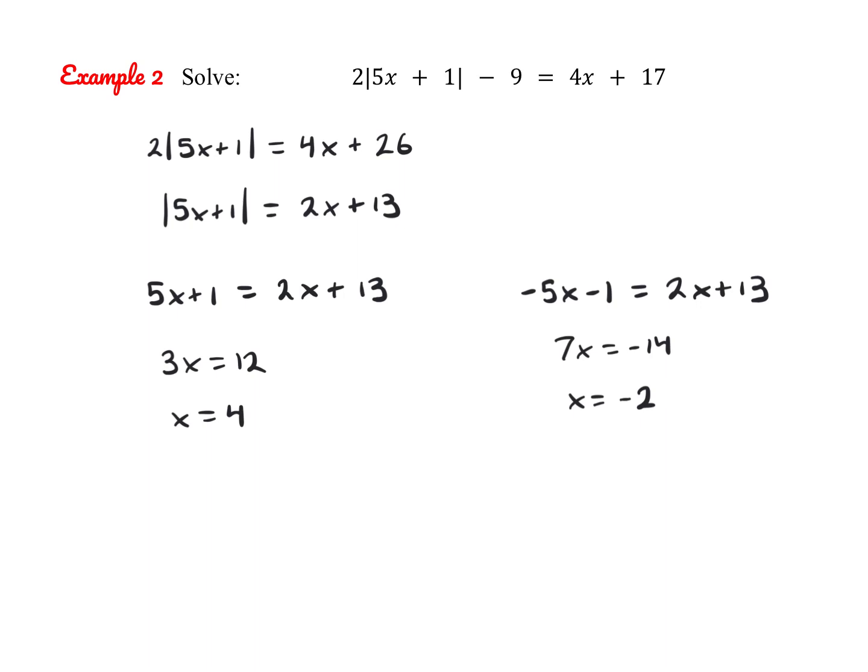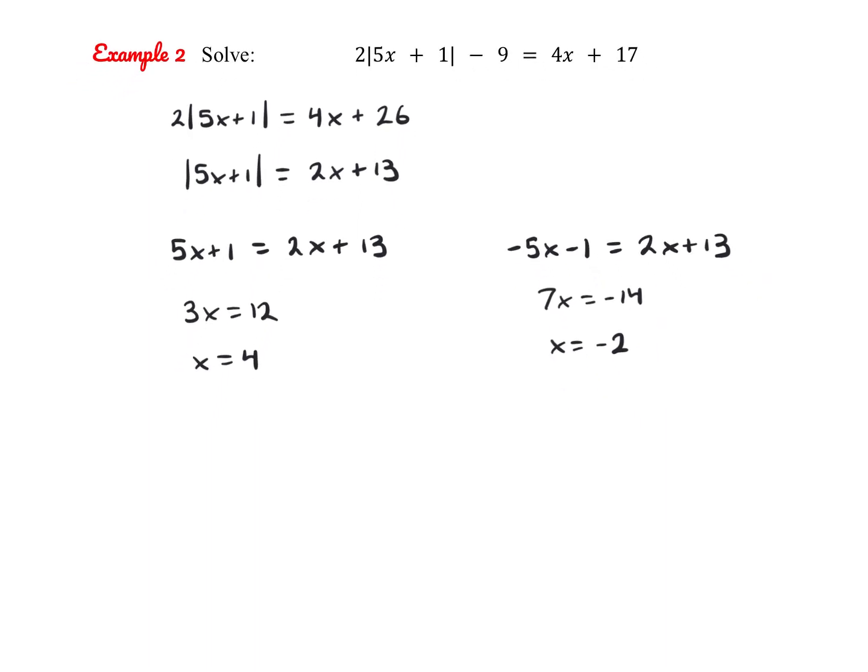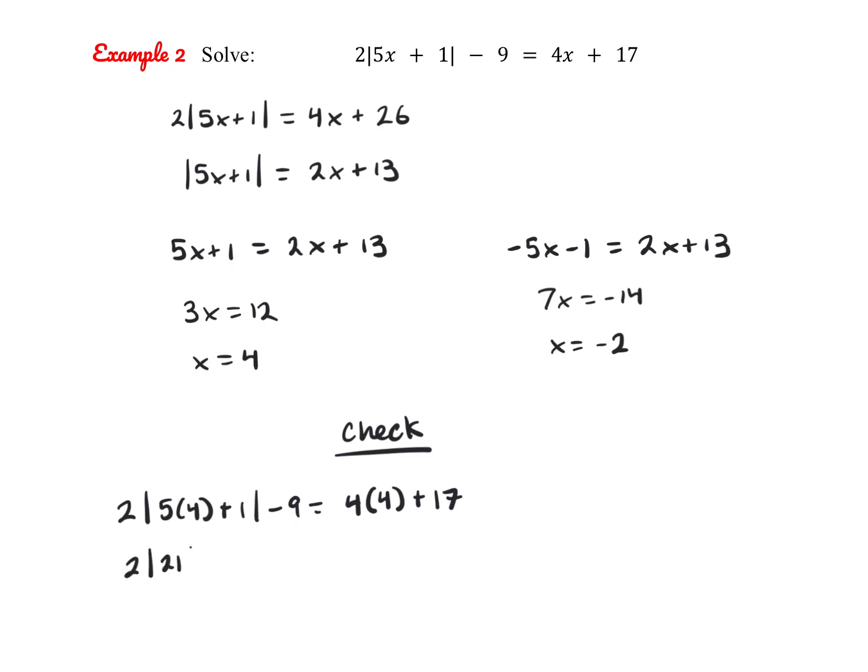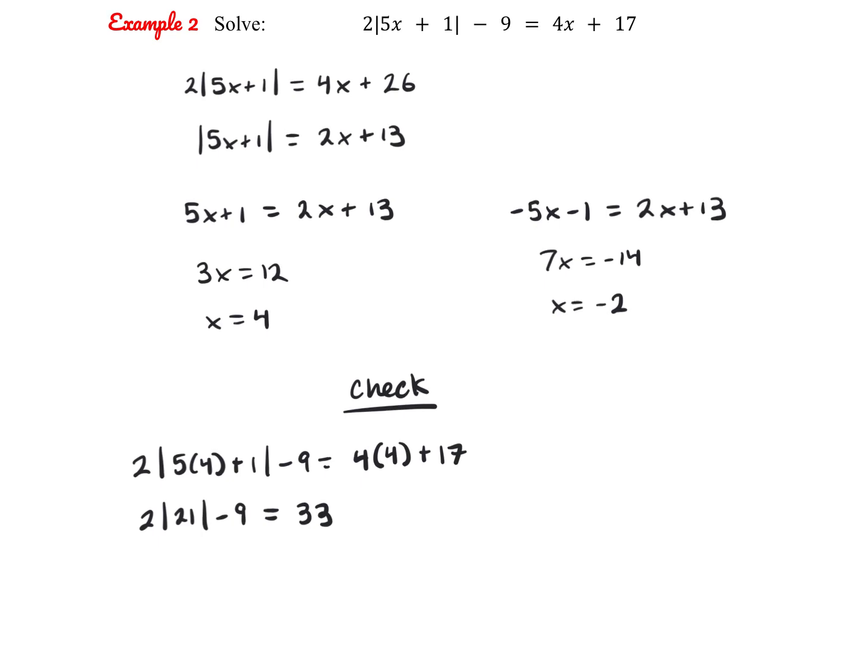Again, we do want to go back and check to make sure both of those answers are valid. And you do need to show this step. So we're going to substitute our value in and show that the left side of our equation is equal to the right side. So when I do this, I have 2 times the absolute value of 21 minus 9 equals 33. So 42 minus 9 is 33. So 33 equals 33. So that is a valid statement. So x equals 4 is a solution.